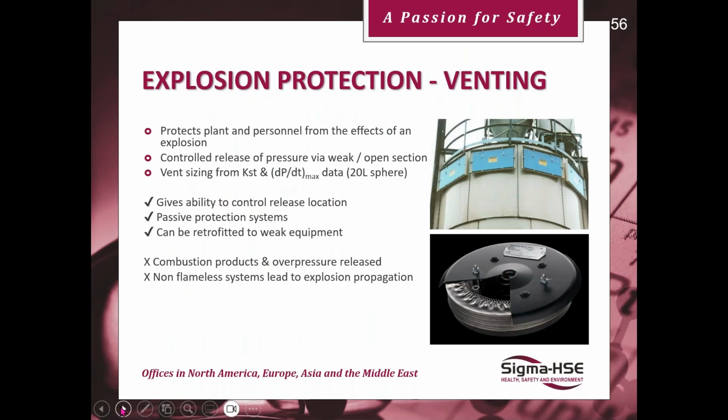Venting is the most common way. It protects plant and personnel from the effects of an explosion. It is a controlled release of pressure via weak opening sections, and vent sizing is determined from the KST and the Pmax. It gives the ability to control the release location. It's a passive protection system and can be retrofitted to weak equipment. On the negative side, combustion products and overpressure are released. Non-flameless systems lead to explosion propagation.